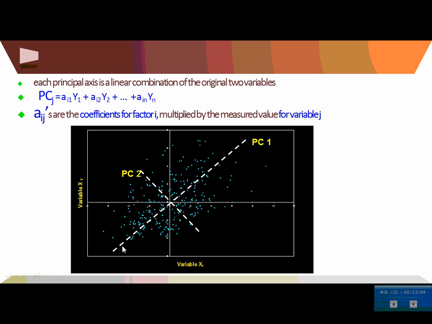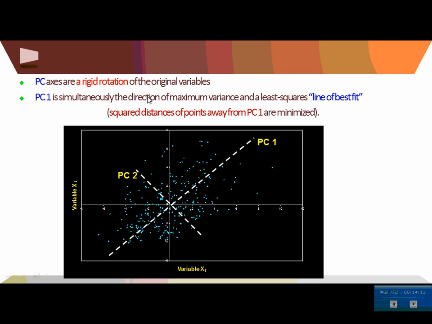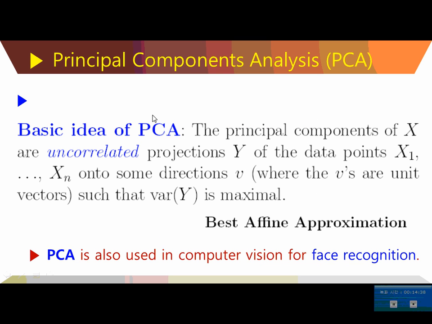And we do like what we did. We find the first principal component, and we find the second principal component, and so on, up to the proper number of principal axes that we like to choose in the way like this. And this is what we have done. And here, what that means is PC axes are a rigid rotation of the original variables, and PC1 is simultaneously the direction of the maximum variance and the least square line of best fit. Here, the square distances of the points away from principal component 1 are minimized. So actually, this graph shows what is written here.